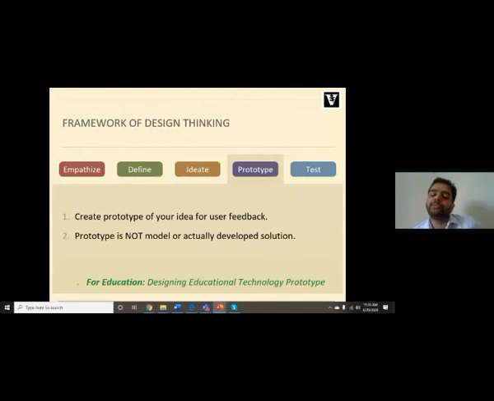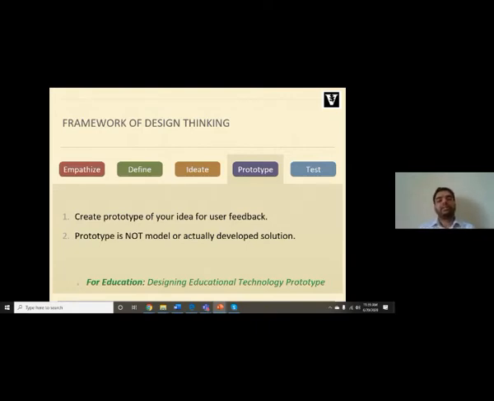Prototyping requires us to create a prototype of our idea for user feedback. So this prototype need not be the real product. For example, if we are ideating about a software product, maybe some mobile application, we may have a paper prototype, and then we can ask our user to look at this paper prototype. If you click this button, then on the next page this will happen. If you click that button, something else will happen, and so on and so forth. We can create a paper prototype and emulate all the possible user and system interaction using paper.